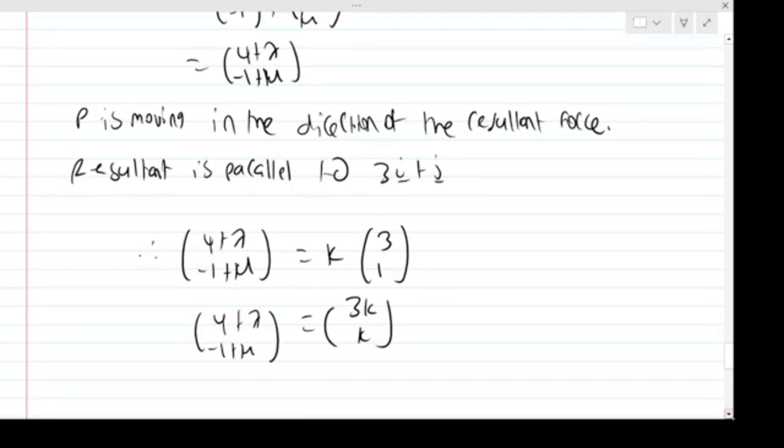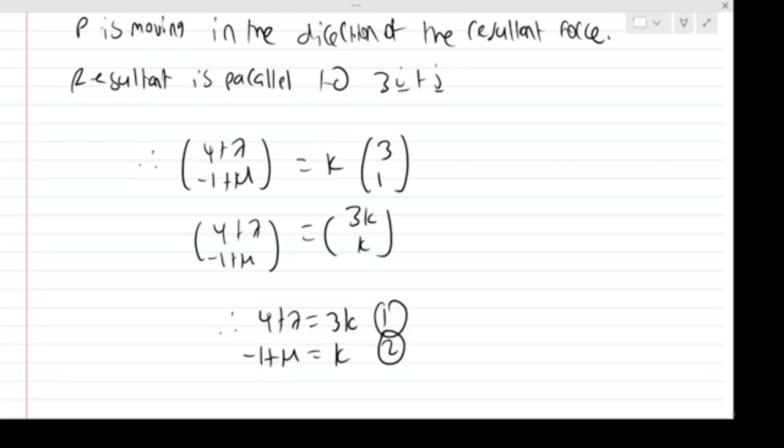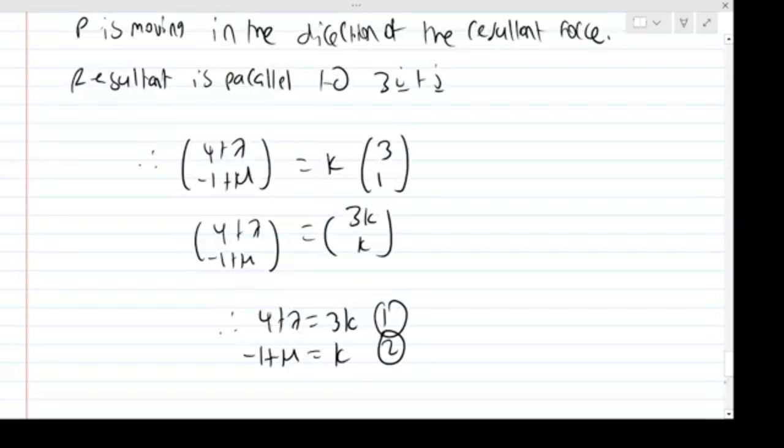So the two vectors are equal, so again we can equate the top and bottom numbers. We get 4 + lambda equals 3k, and minus 1 + mu equals k. And again, these two are simultaneous. It's quite awkward because we've got 3 unknowns in two equations. It's a bit weird, but we just need to show this equation here. Now, what do I notice? There's no k in here, only lambda and mu. That tells me I'm going to need to eliminate k from these equations.